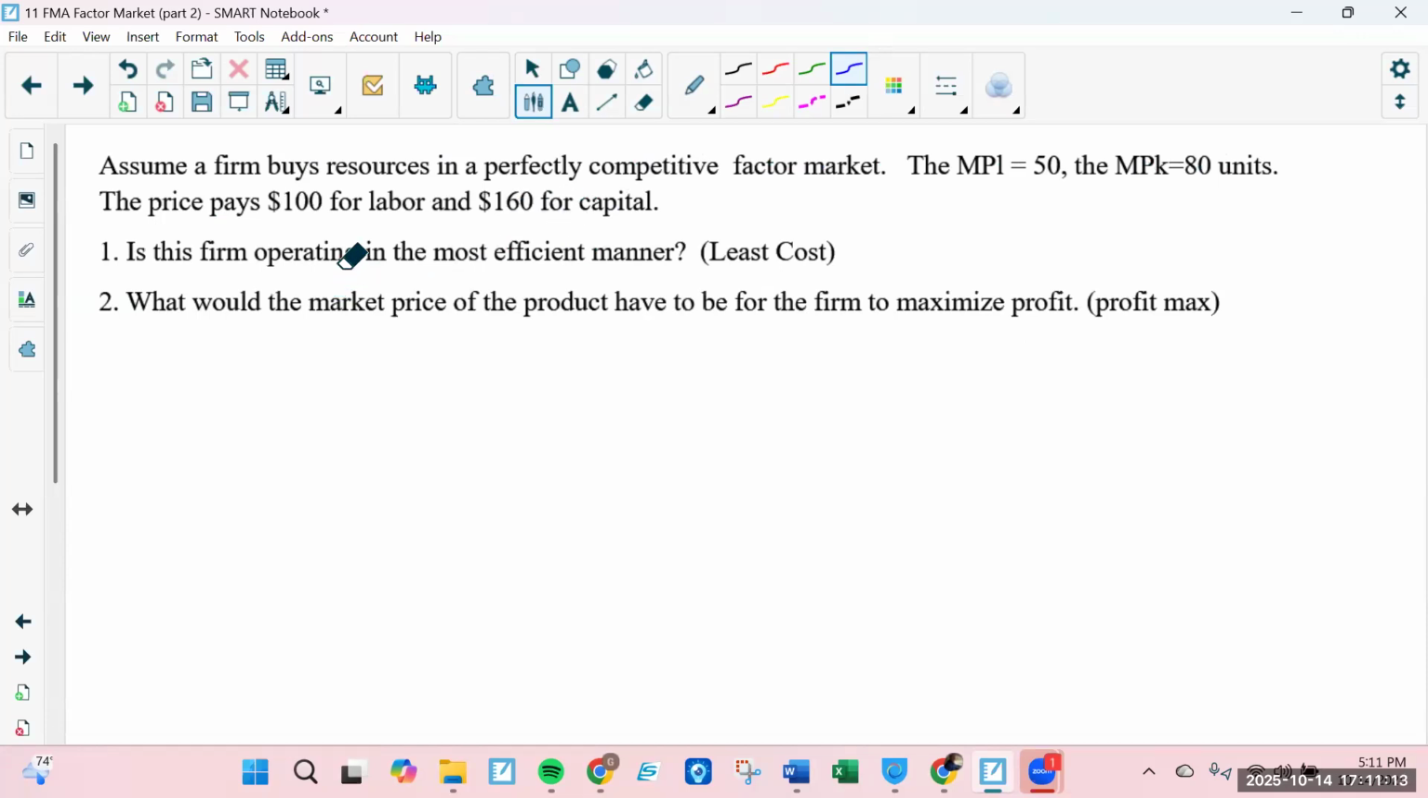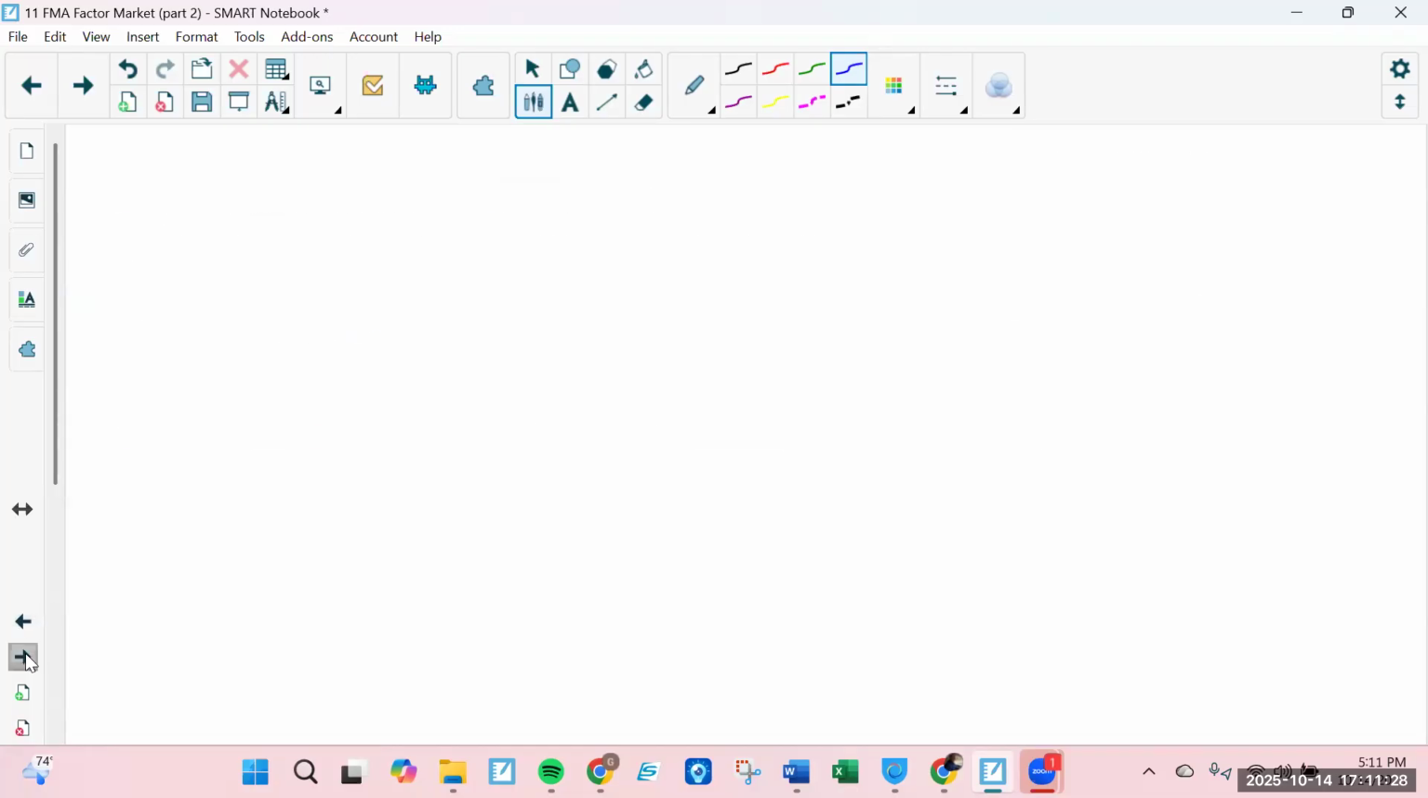So the first thing I want to ask is, is this firm operating in an efficient manner? Efficiency has to do with least cost. Is it producing in the least costly manner? So the formula we need to use here is the least cost rule. Don't worry about number 2 yet. We'll do that in a minute.